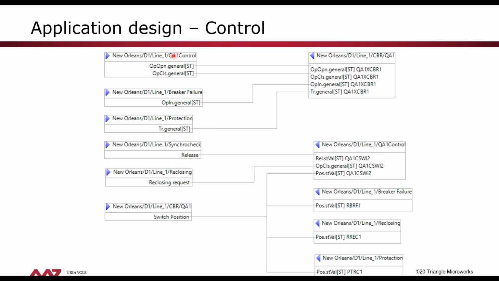So the function can both be a sending function, but it can also be a receiving function. The reclosing sends a reclose request to the control function, and the switch position is sent to all those various functions that are interested in the switch position. And with that, we have designed our application. There is not yet anything with 61850 except the signals. We will see later on how out of that GOOSE control blocks will be created.